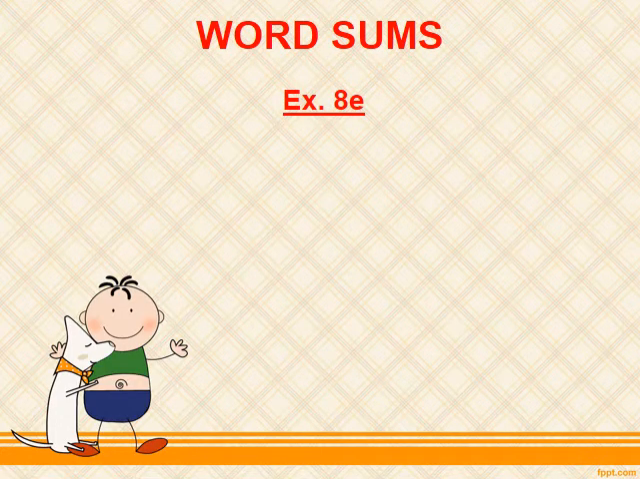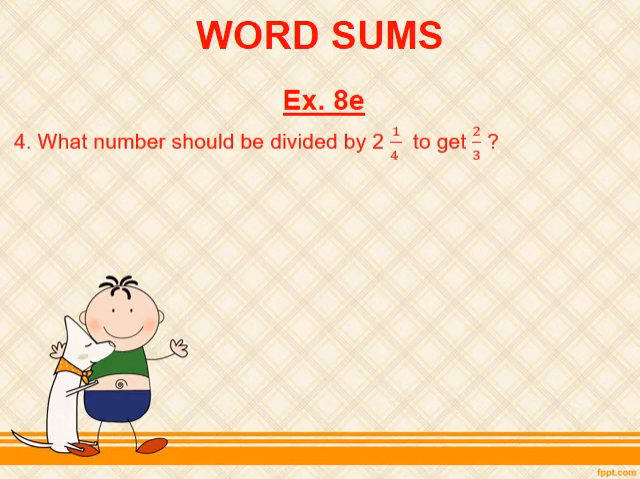Now children, let's come to the next question. So this is question number 4 of exercise 8E. The question is, what number should be divided by 2 1 by 4 to get 2 by 3? So let us see how we are going to solve this word sum.